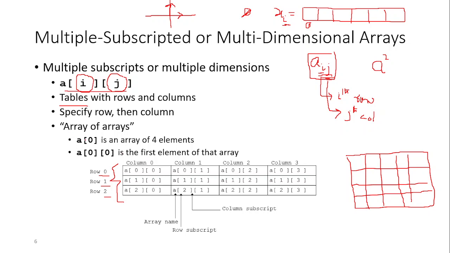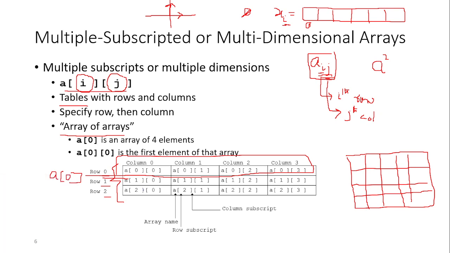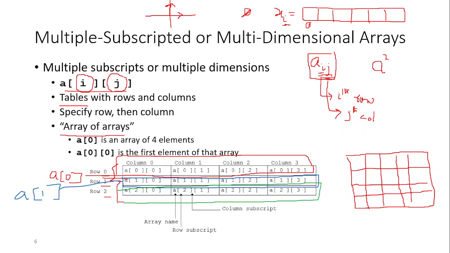You can also call a multi-dimensional array an array of arrays. So you can think of this row as the array A0. This one here, you can think of as the array A1. And similarly, the last one, you can think of as the array A2.